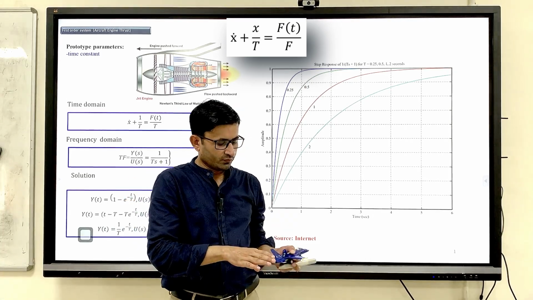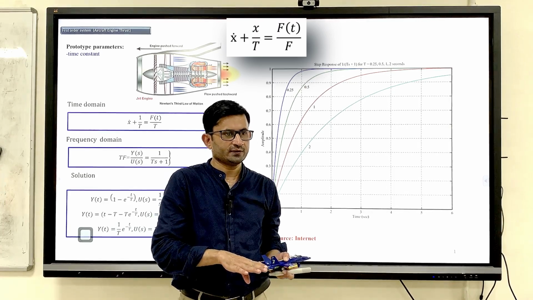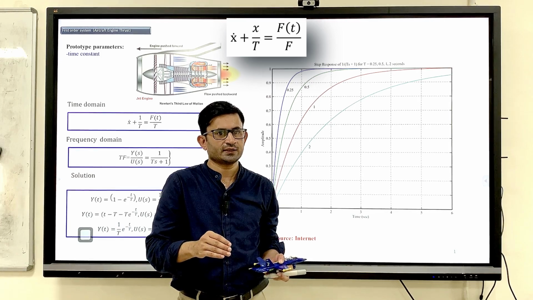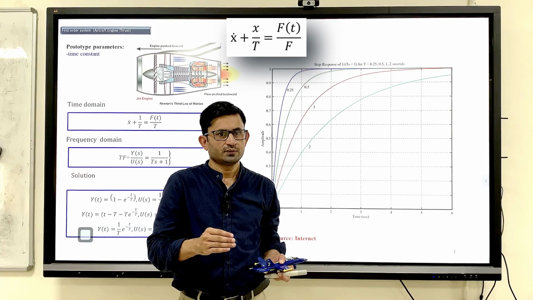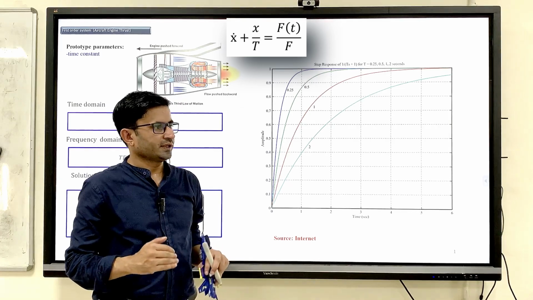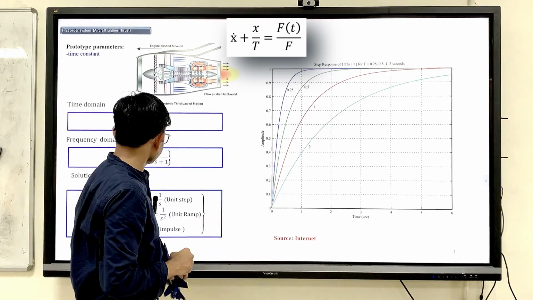That means you have deflected the elevator or any control surface, but you are getting the time response late. But here you are getting it immediately, right? So that kind of feel you should develop.